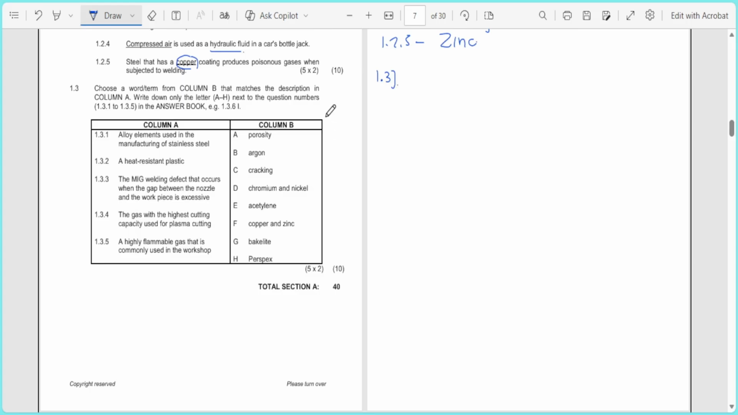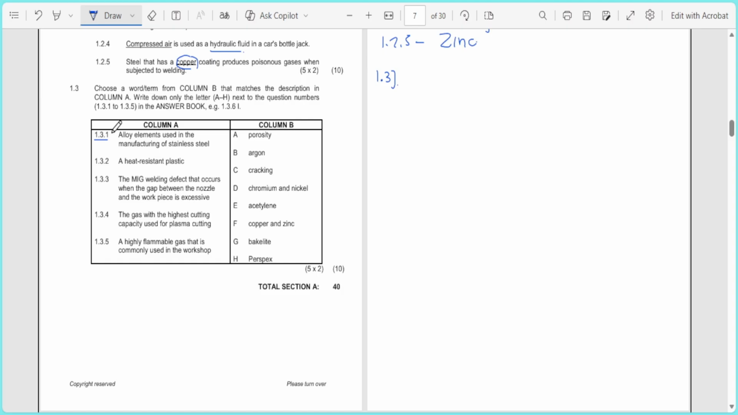It's time for matching now. We have to choose a word or term from column B that matches the description in column A. We need to write only the letter A to H next to the question numbers. Now, 1.3.1: alloy elements used in the manufacturing of stainless steel.